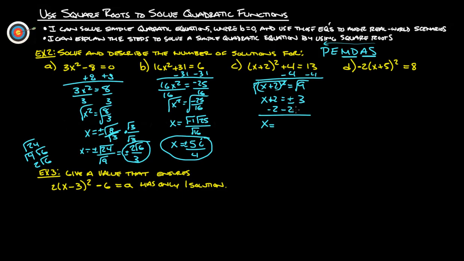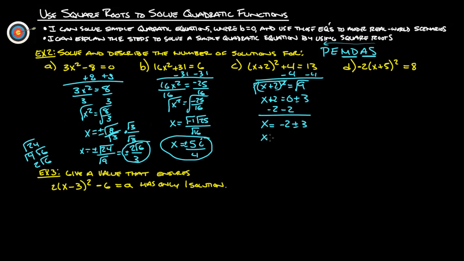Super important when you subtract 2 from this, you don't want to subtract 2 from the 3. You want to subtract 2 from, if this is plus or minus 3, let's think of it as 0 plus or minus 3. And we're going to subtract the 2 from this 0 out here. So we get negative 2 plus or minus 3.